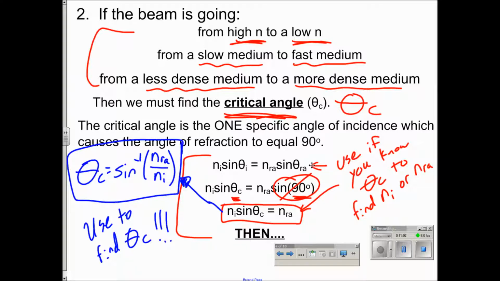So what's going to happen is you're going to be given a problem. You're going to get to the problem and you're going to go, oh, this is a problem where my light is going from a high n to a low n. So I'm going to find my critical angle. Once you find your critical angle, then there are two possibilities.